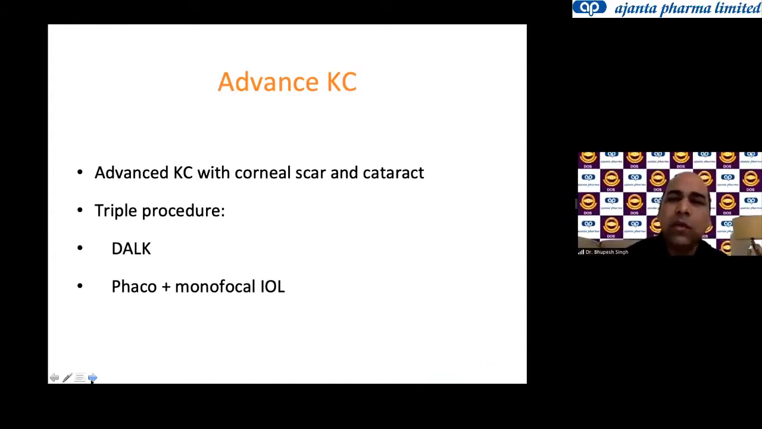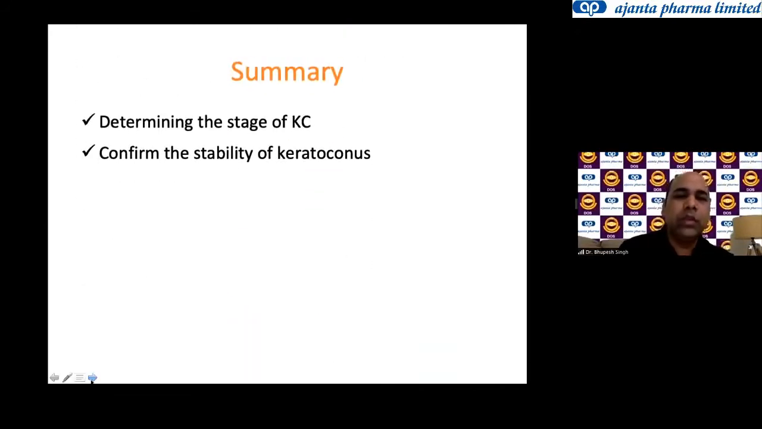And regarding advanced keratoconus, where the scarring is severe and you're not going to achieve good vision with cataract surgery only, we need to go for combined procedures like the triple procedure, PK with cataract surgery, or DALK with phaco plus monofocal IOLs. So in summary, determining the stage of keratoconus is very essential before planning the surgery.